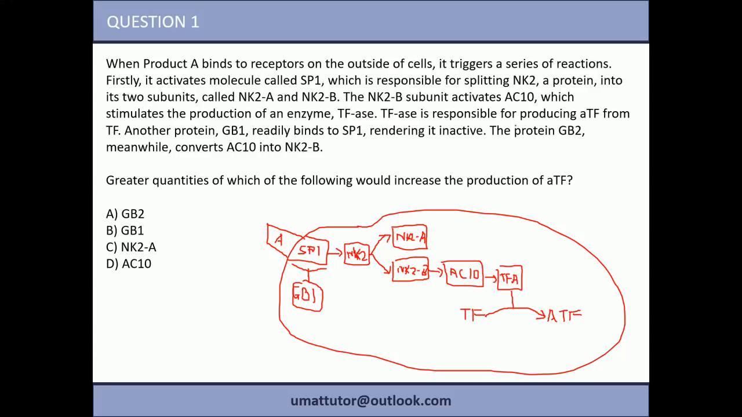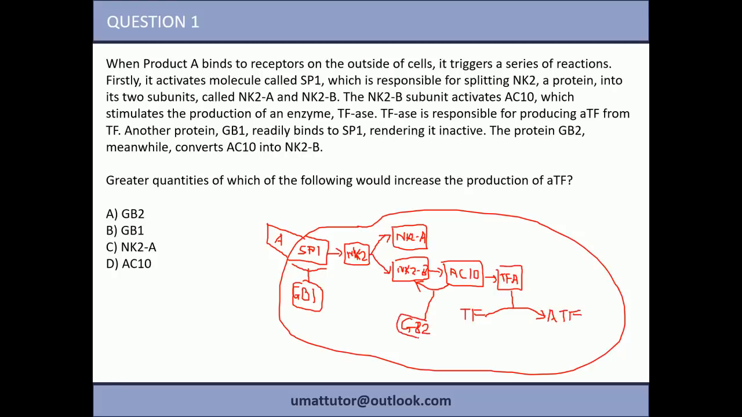Now the last part here is the protein GB2, which again we haven't seen yet. It converts AC10 into NK2B, so that's this reaction here. We can see that we've gone downstream before from NK2B in the direction of AC10, but this new protein, GB2, makes the reaction go the other way around. So I'm going to put an arrow back the other way from AC10 to NK2B, and a line here to say that that reaction is catalyzed by the protein GB2. So I'll put GB2 there. This is what I'd have on the side of the page.